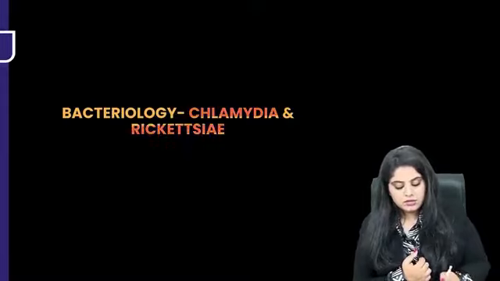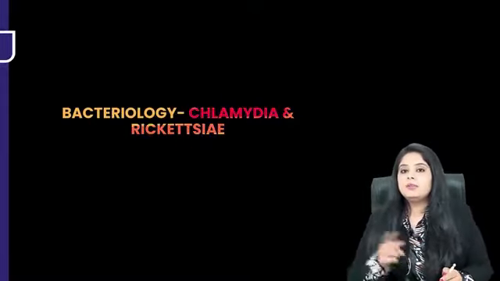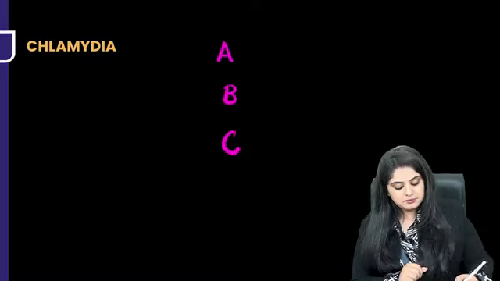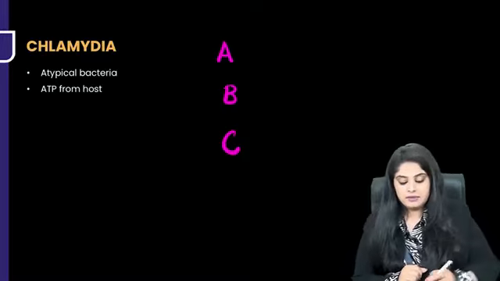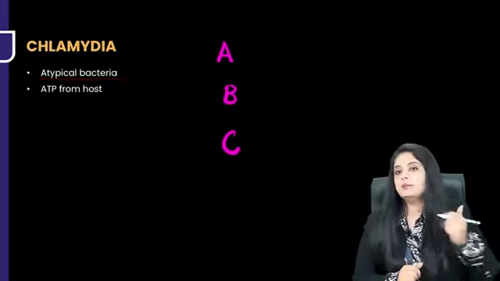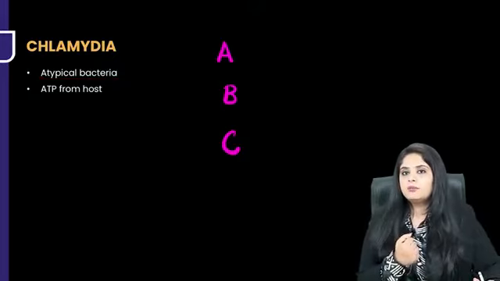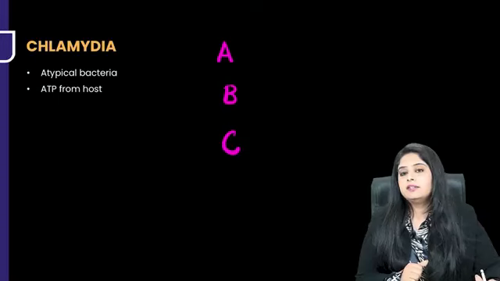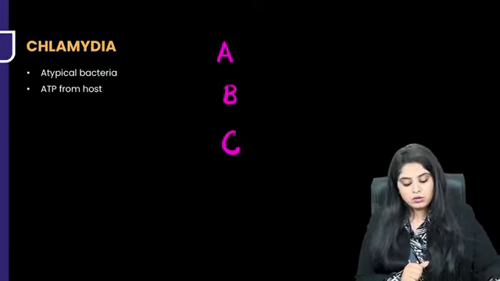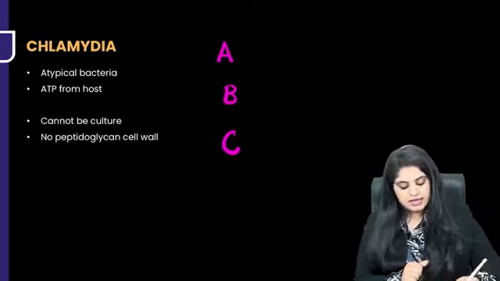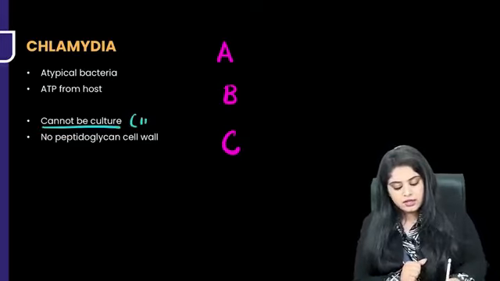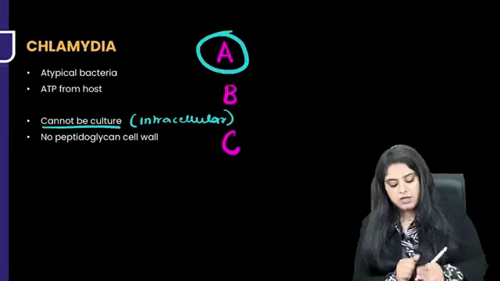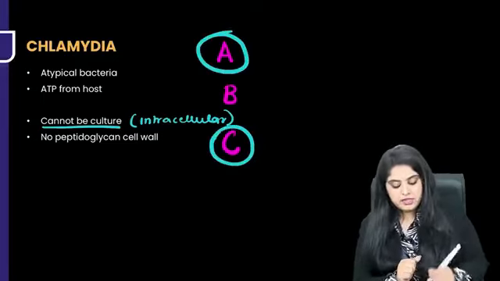and rickettsia. So what is chlamydia, guys? Chlamydia is an ABC organism. Firstly, A means it is atypical. Definitely atypical, ma'am. It is not taking up the gram stain, neither gram positive nor negative. One more thing that makes it atypical is that it is not going to grow on any of the culture media. It cannot be cultured. It is an intracellular growing organism. So remember, A for atypical bacteria, C for it cannot be cultured.